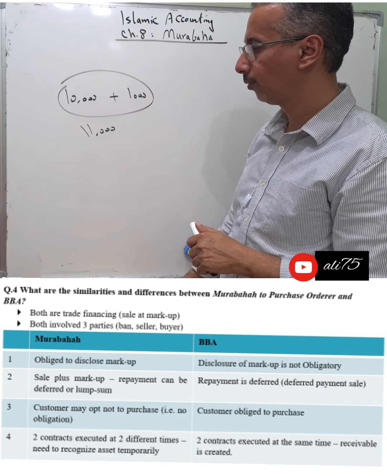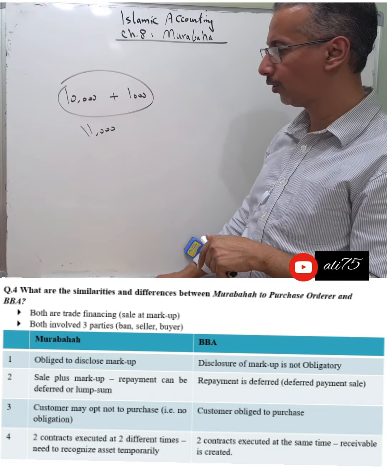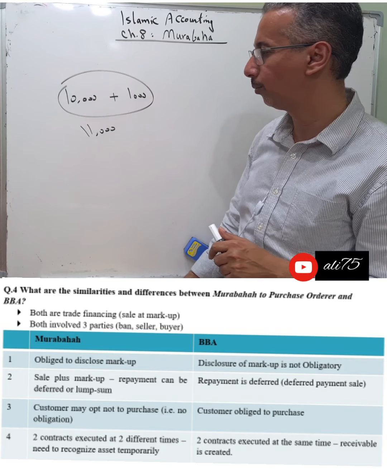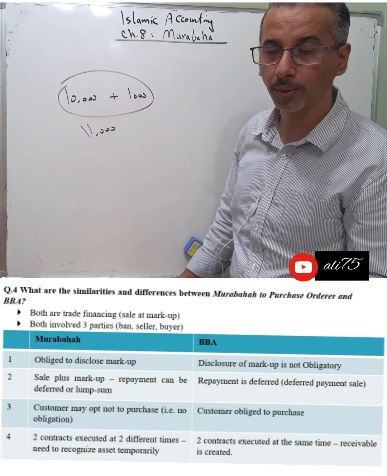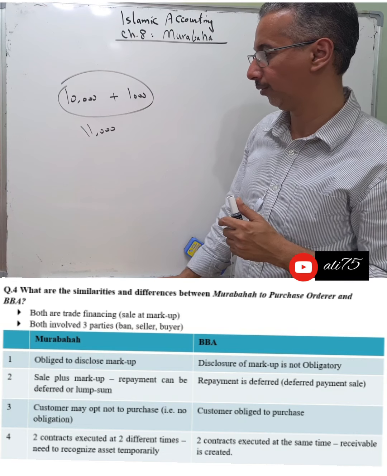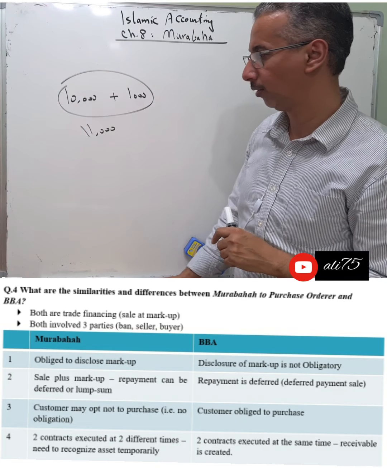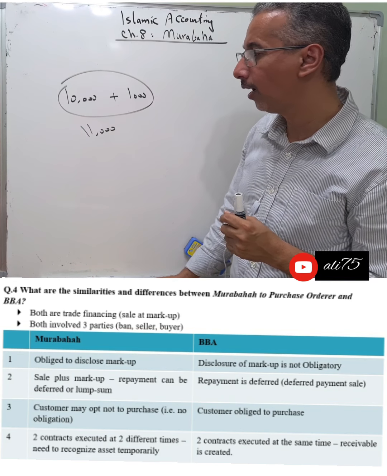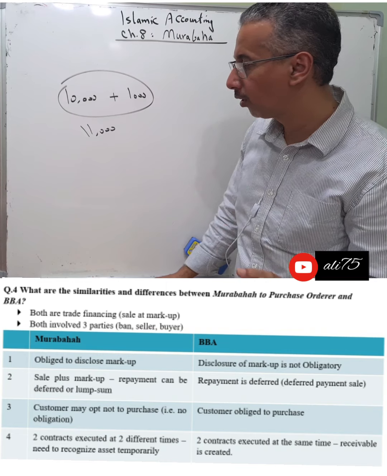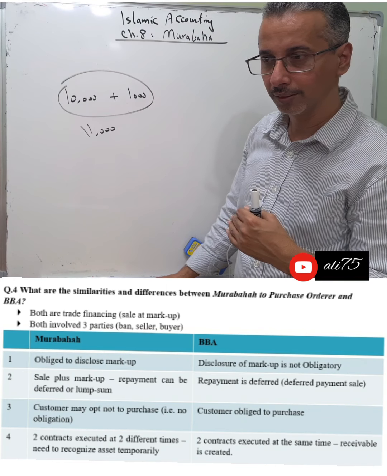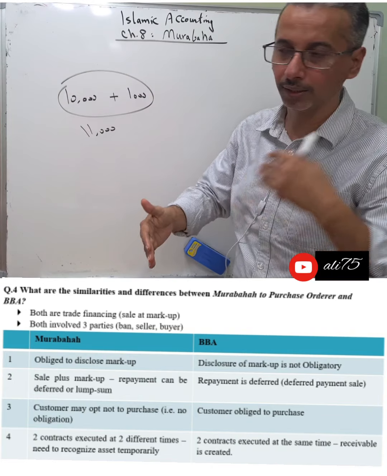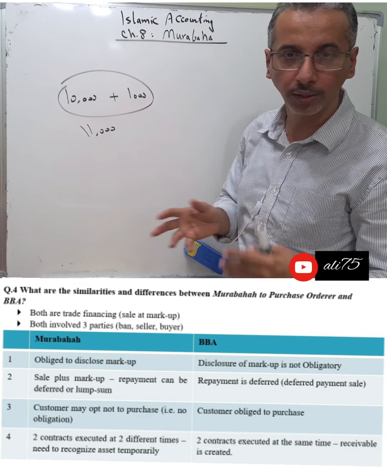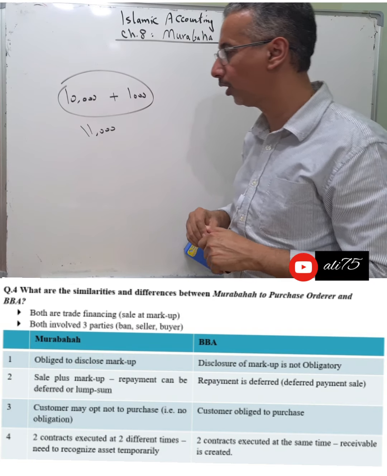Okay. Going down, you can also see the table showing the similarities and differences between the normal contract of Murabaha and بيع بثمن آجل, which is mostly used in the Islamic bank. Murabaha in nature, both of them are similar. Both of them are trade financing. Both involve three parties: the purchase order, the bank, and the seller. These are the similarities.